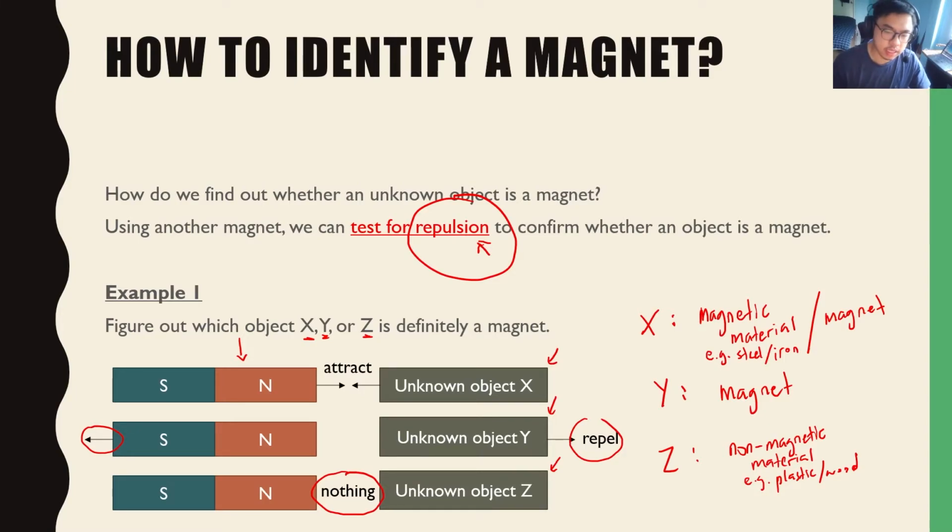Whereas repulsion, like in the case of object Y, which repels a magnet, and only magnets can repel magnets. So we definitely know that Y is a magnet. So we use repulsion, when an object repels a magnet, to tell us that that object is a magnet. And this is what we mean by the test of repulsion.